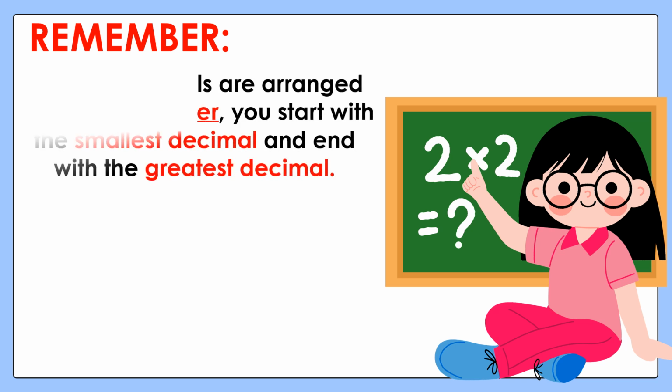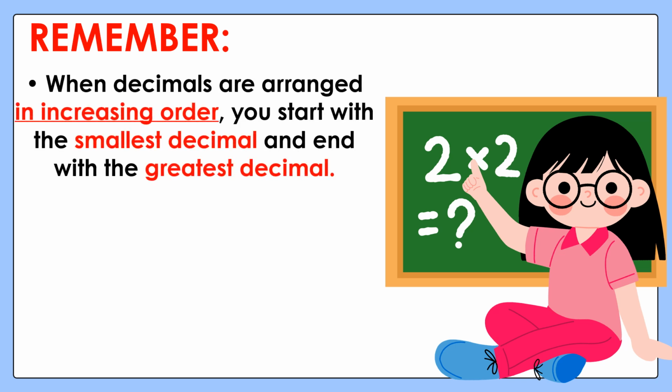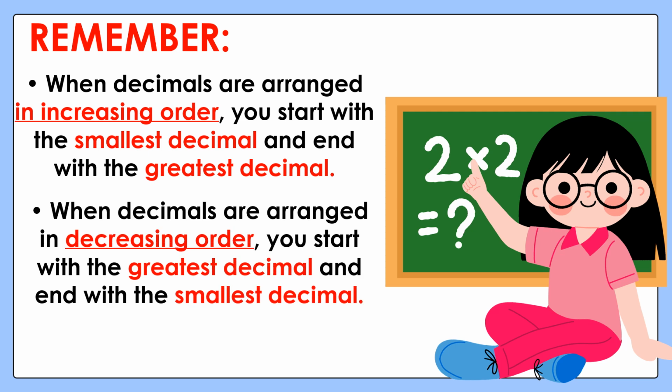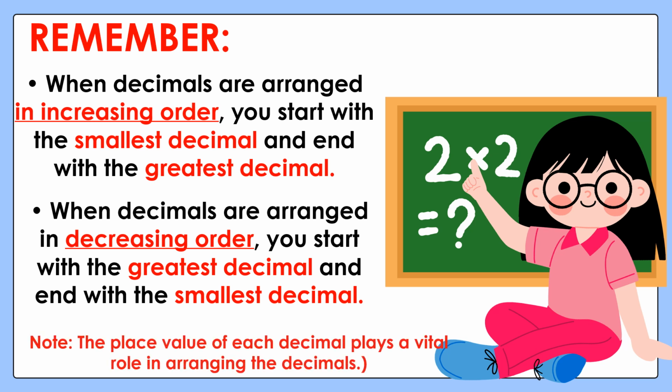Remember, when decimals are arranged in increasing order, you start with the smallest decimal and end with the greatest decimal. When decimals are arranged in decreasing order, you start with the greatest decimal and end with the smallest decimal. Note, the place value of each decimal plays a vital role in arranging the decimals.